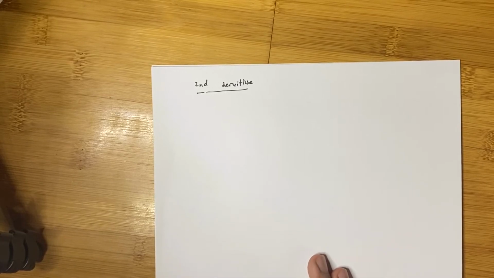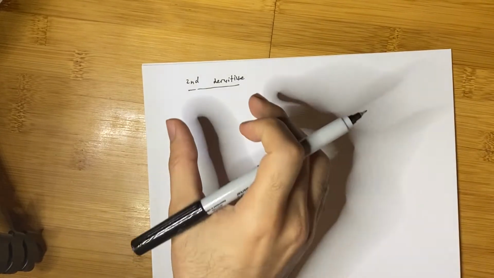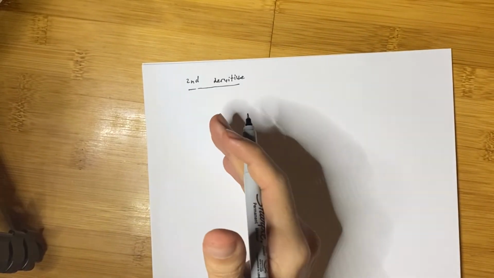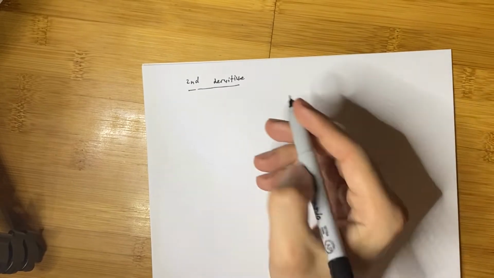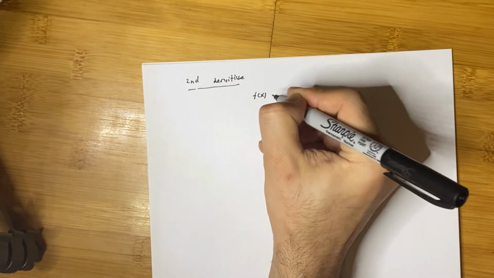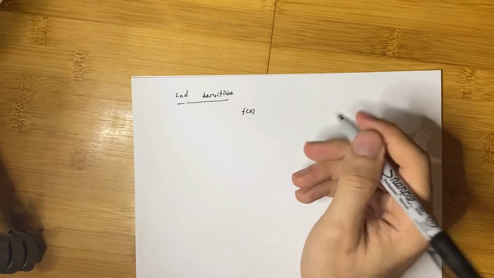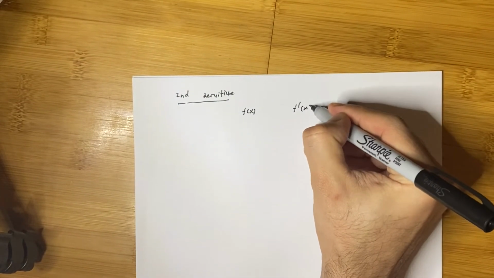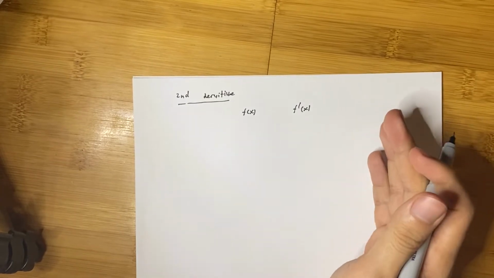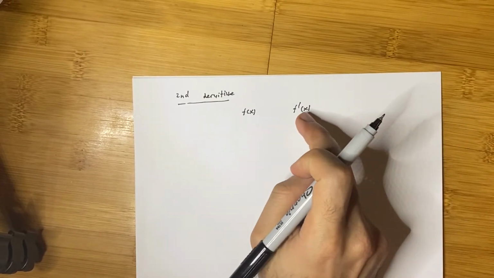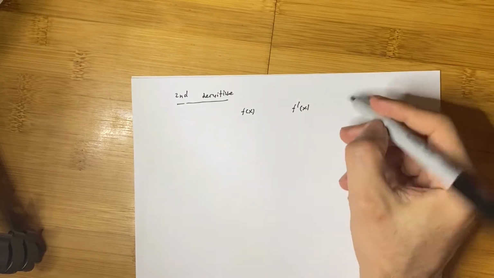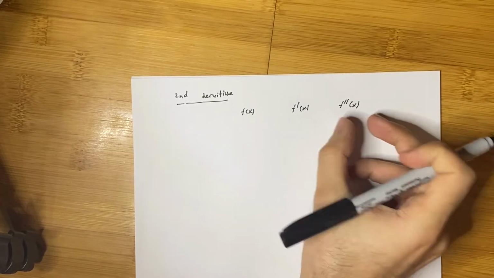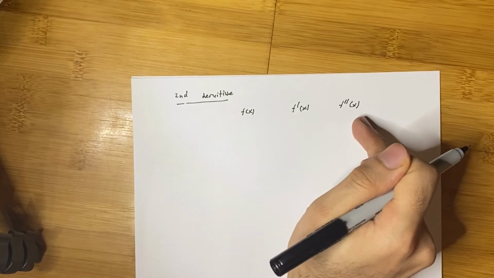So let's look into the second derivative. What does it mean to be a second derivative? It's just the derivative of the first derivative. So if we say f of x equals something, we want to take the derivative, it's going to be f prime of x. And then we want to take the second derivative. What we do is we take the derivative of this function. That will be f double prime of x, okay?